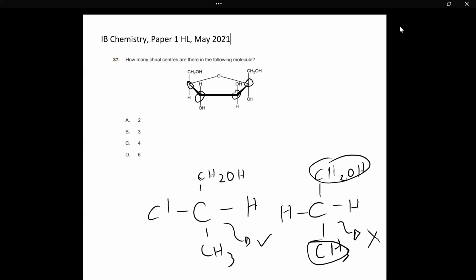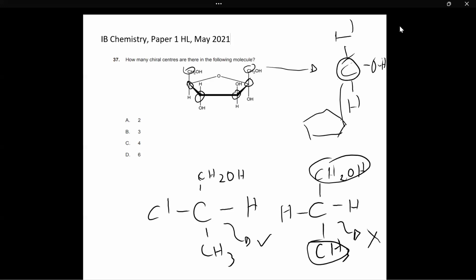These two will not be chiral centers because if you look at this carbon, right? If I expand this CH2OH, and this is attached to the ring. This is my very bad representation of the ring. Sorry, it's attached over here. So this is CH2OH, right? This is not a chiral center because it has two hydrogens attached to it. That means it doesn't have four different groups.